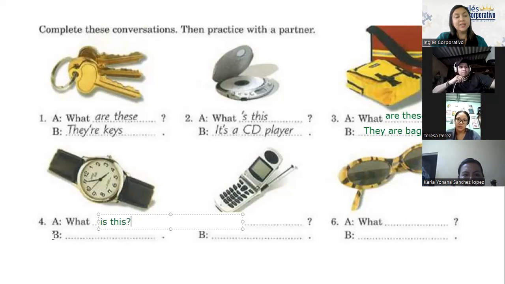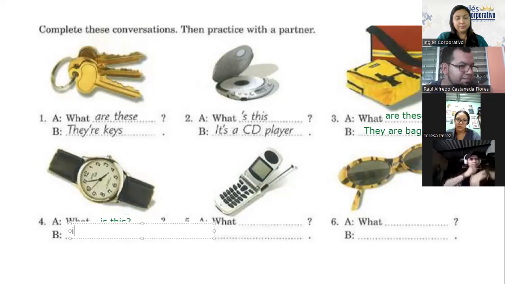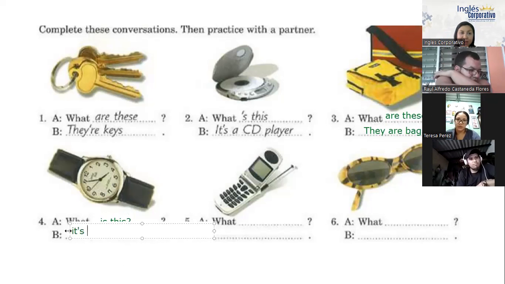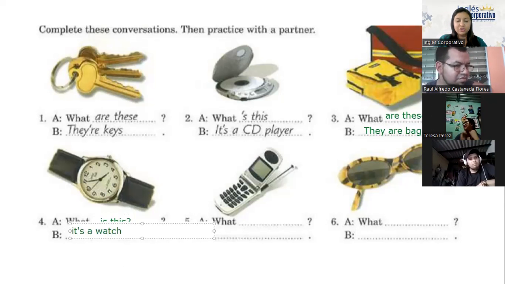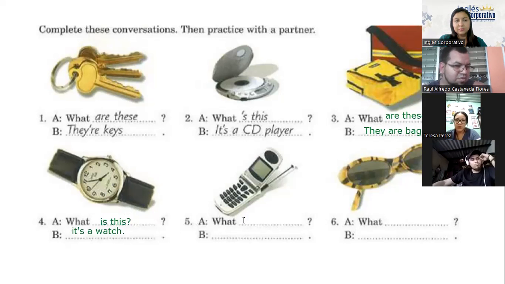Okay, number 4. What's this, right? What is this? And the answer? It's a clock. It's a watch. Exactly. Here in your hand, it's a watch. Okay. Number 5. What is this? It's a cell phone. Or a mobile phone. Number 6.